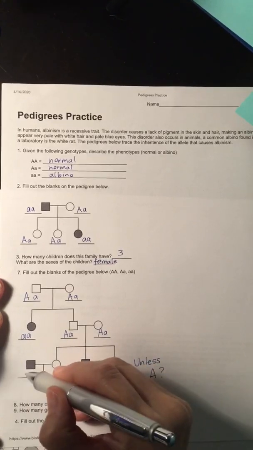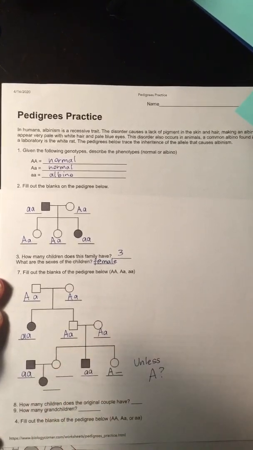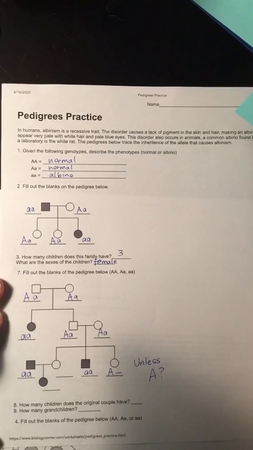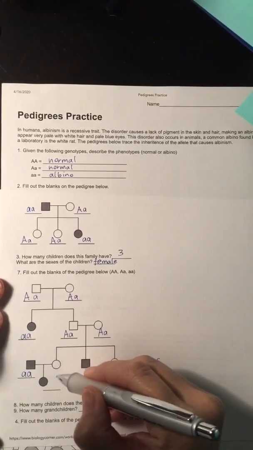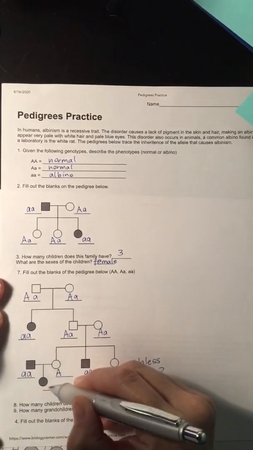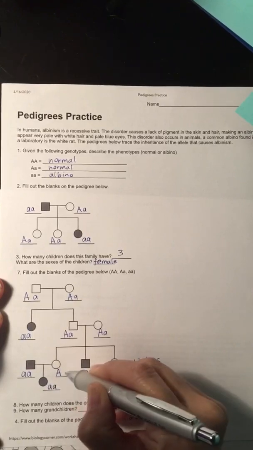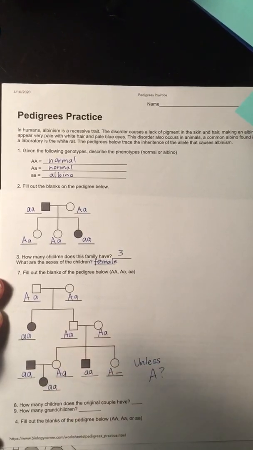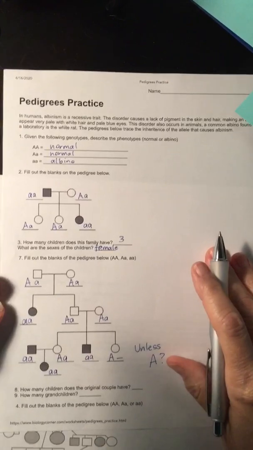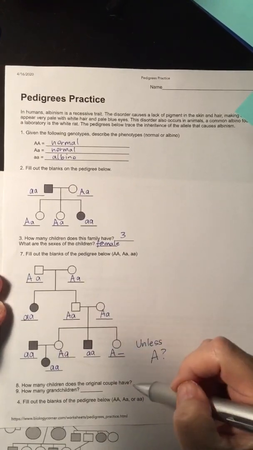This person, well, we know he's little a, little a. So do the easy ones first. Obviously the shaded ones are going to be little a, little a. So we know she's big A something, and she must be big A, little a, because they have a daughter who's albino.